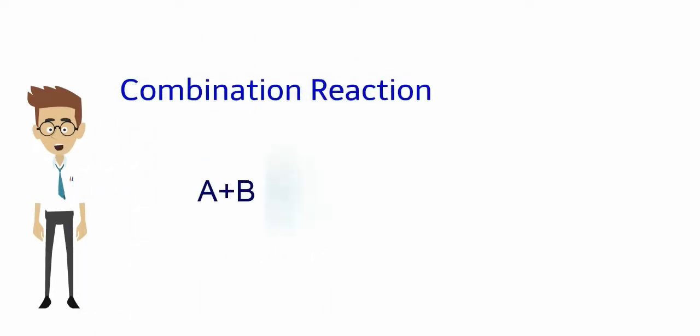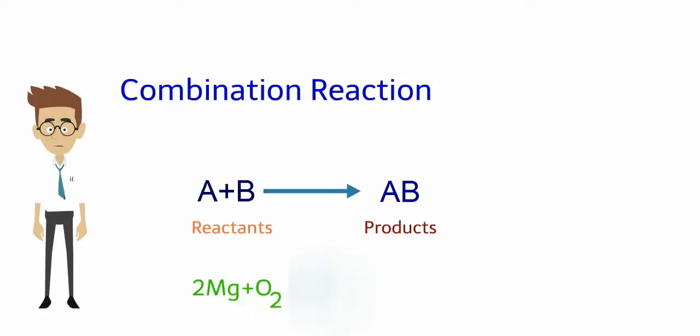Combination reaction. Combination reactions are those reactions in which two reactants combine to form one product, like in this general reaction, two reactants A and B combine to give product AB. An example of this type of reaction is the one which we have learnt earlier, the burning of magnesium ribbon in the presence of oxygen, which gives magnesium oxide.